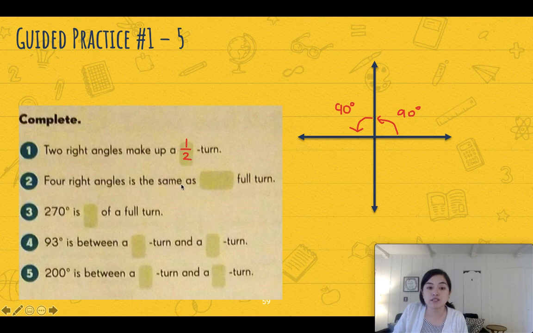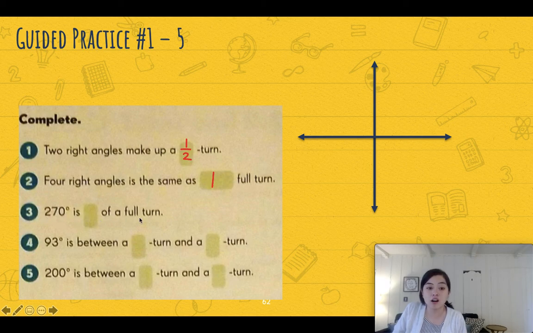Four right angles is the same as, so let's draw four right angles here. So here's one right angle, here's another right angle. I have to draw two more right angles, here it is. So four right angles is the same as a full turn. So starting from here, 1, 2, 3, 4 right angles makes one full turn. Do you see that? Okay, now, let's look at the next question, and I'm going to erase my drawings.